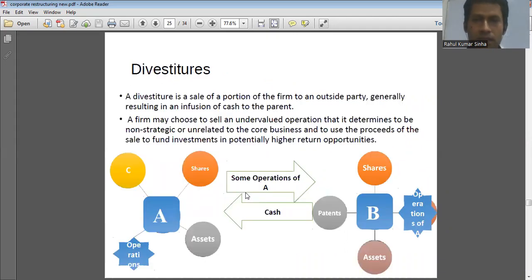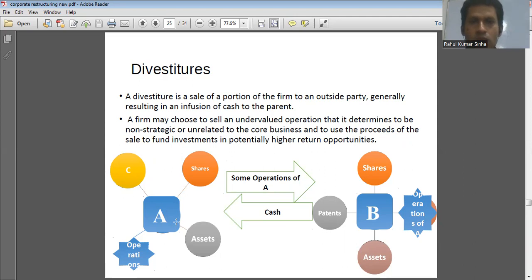And divestitures. What is a divestiture? A divestiture is the sale of a portion of the firm to an outside party, generally resulting in an infusion of cash to the parent. So you see that one company is selling some portion of the firm to an outside party. Some portions they are selling to company B, and company B is paying cash to company A. So many times it happens that companies sell their undervalued operations, those businesses which are not making profit for the business.